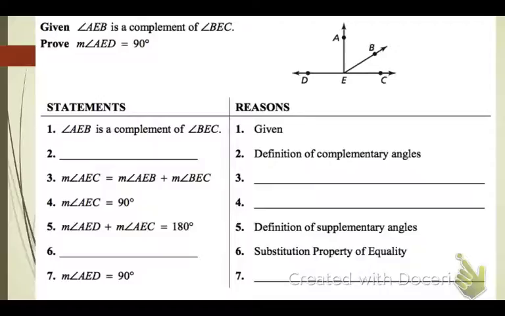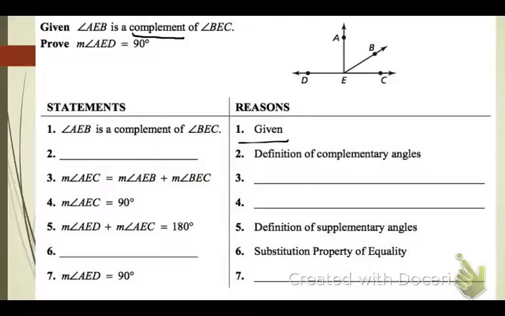This proof says angle AEB is a complement of angle BEC. Complement means they add up to 90 degrees. So we're going to start with our statement. Angle AEB is a complement of angle BEC, and that's our given.